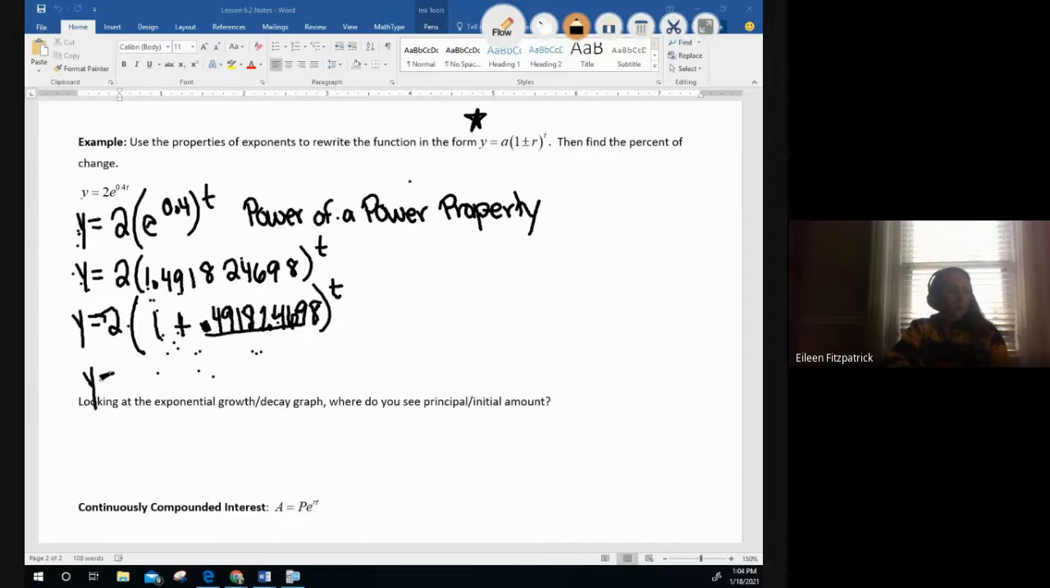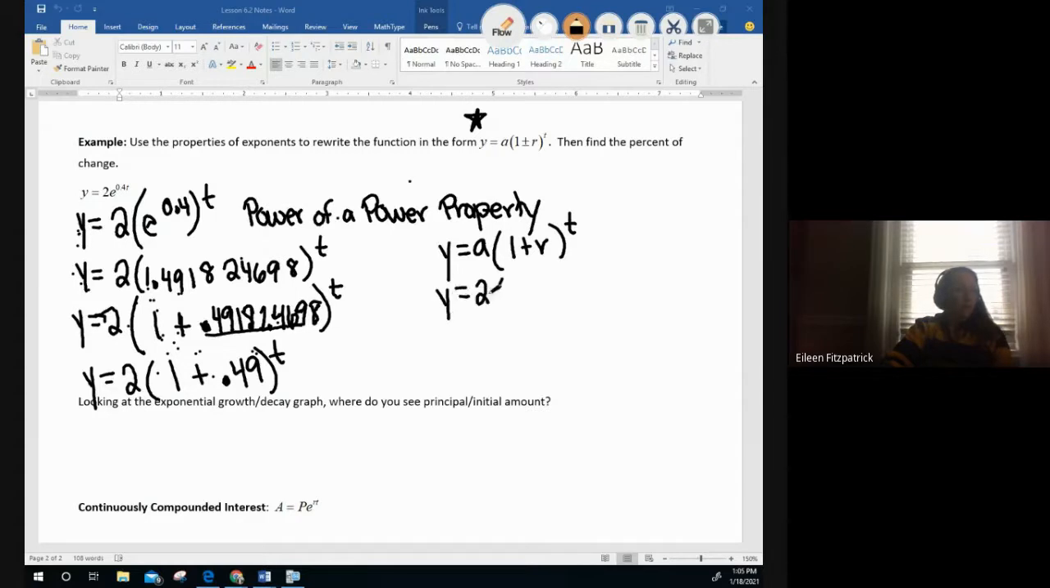So I'm going to make that y equals 2 times 1 plus, and we're going to round that to 0.49, raised to the t. Now if you look, you're in that y equals a times 1 plus r raised to the t model. Y equals 2 times 1 plus 0.49 to the t. And the question was asking for the percent of change. Well, my r value is approximately 0.49, so my growth percent is 49%.